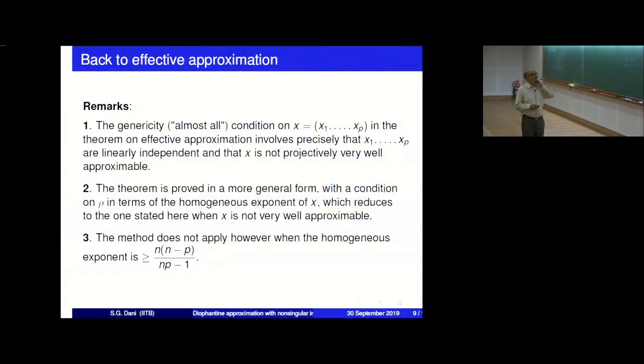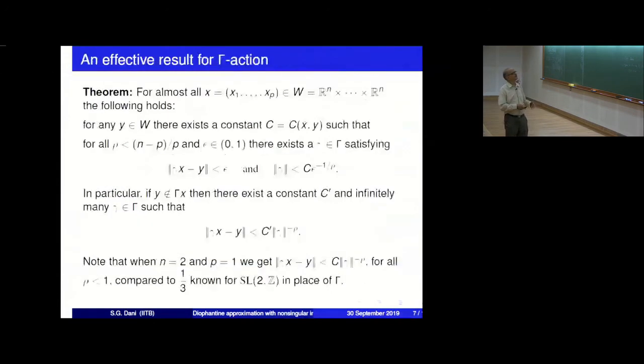Now, the theorem is in fact proved not just for matrices satisfying the condition that it is not projectively very well approximable. It's actually in terms of the homogeneous exponent. So the theorem is proved in a more general form with a condition on rho in terms of the homogeneous exponent of x. I will not go into the precise details. So here I have given this bound (n minus p) by p for rho.